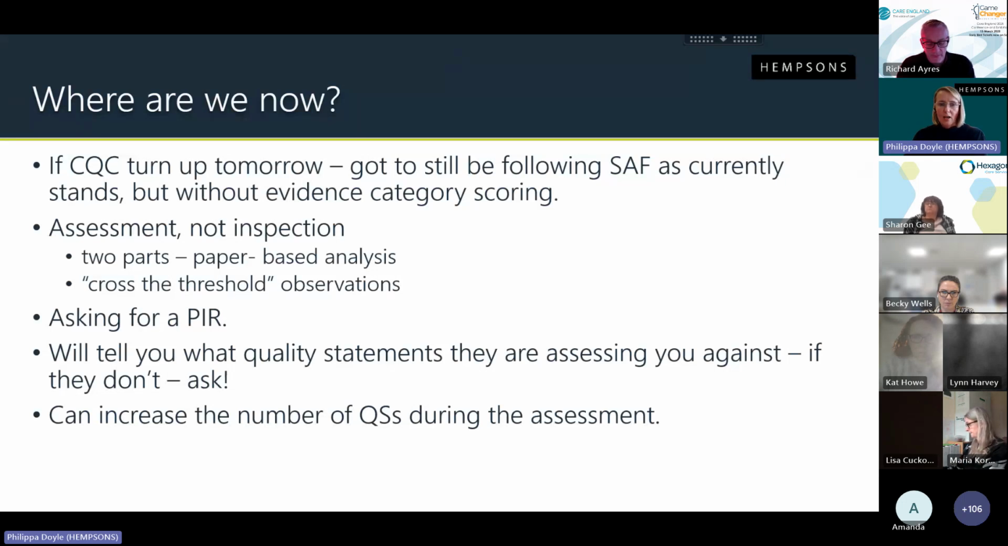They will come in knowing which ones they want to look at to start with, but it may well be that during the course of the assessment they might increase or expand the number of quality statements that they're looking at. So if they uncover something that they don't quite like, then they might bring in an additional quality statement because they want to look at a couple of related points. Again, they should tell you if they're doing that, so that you're able to give them the evidence, give them the information that they need in order to fulfill the requirements of the assessment process.